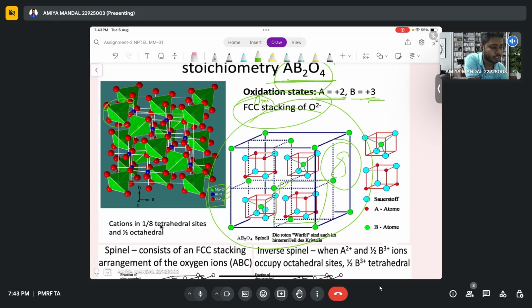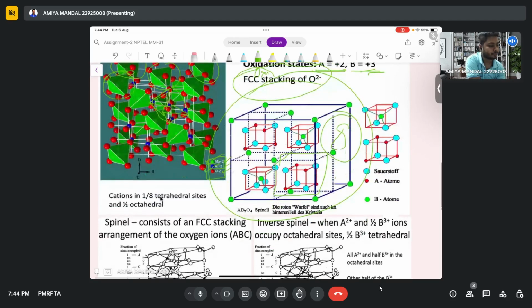This is a tetrahedral structure, and the aluminium is forming the octahedral position. At each octahedral position also there. So this is forming the tetrahedral position, and this is forming the octahedral position.